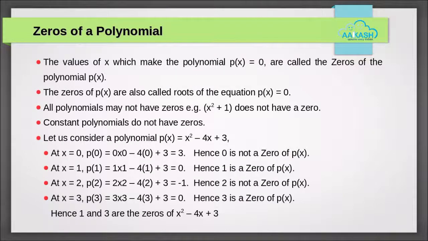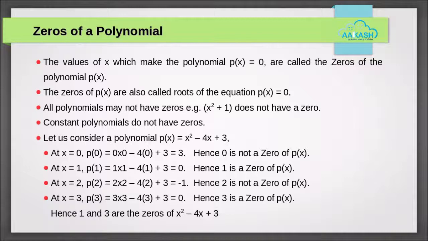Zeros of a polynomial. The values of x which make the value of polynomial p(x) 0 are called zeros of the polynomial p(x). Zeros of the polynomial p(x) are also called roots of the equation p(x) = 0. Some polynomials do not have any zero because there is no value of x which makes the polynomial value 0. Constant polynomials do not have any zero.